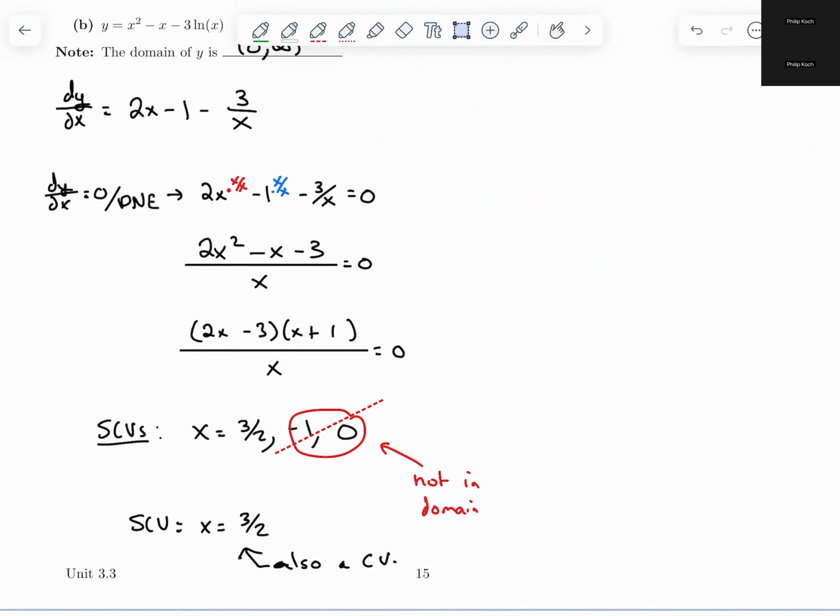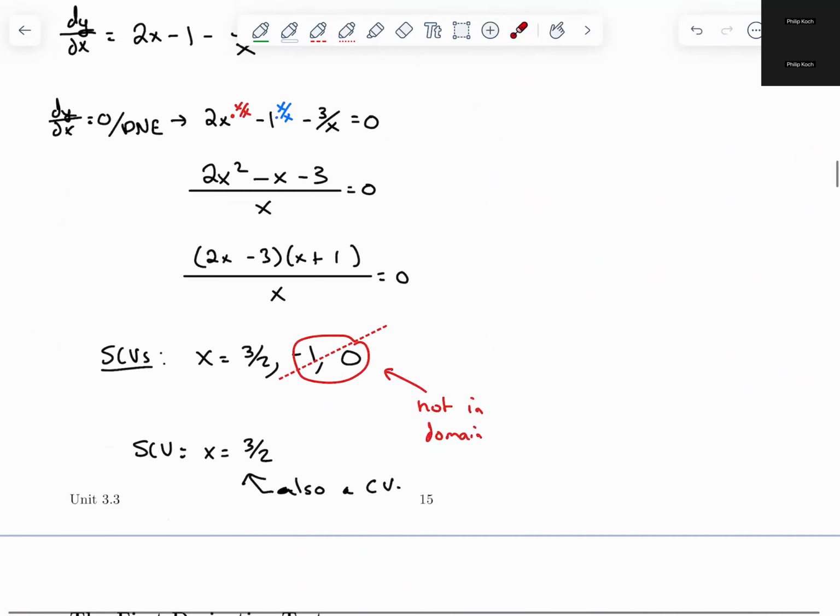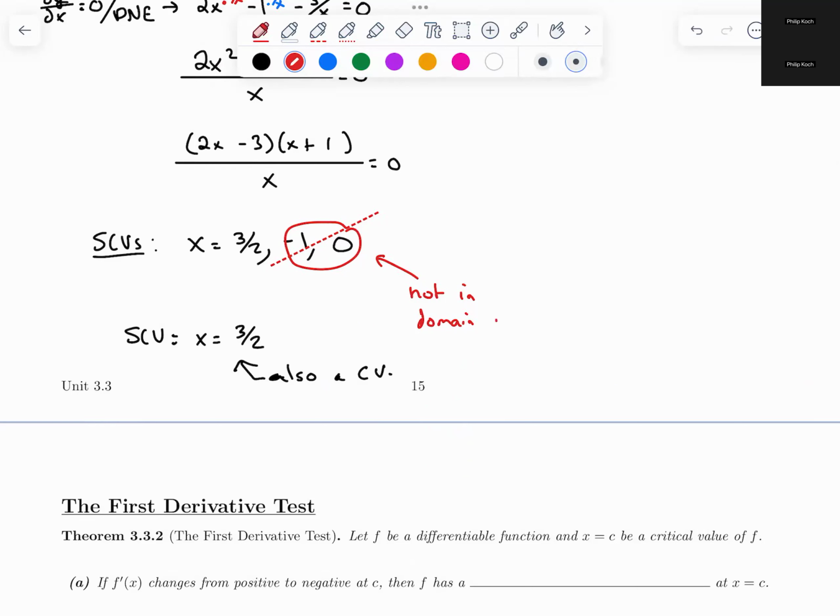Anyways, point being is that the domain of this function starts off already. The derivative starts off with the potential of having 0 to positive infinity, and then it might get more restrictive. It doesn't. Good news for us, but either way, I'm getting sidetracked. I'm getting lost in the nuance. Back to the point. So -1 and 0, they are not actually SCVs because the derivative doesn't exist there. Not in the domain of y or dy dx.